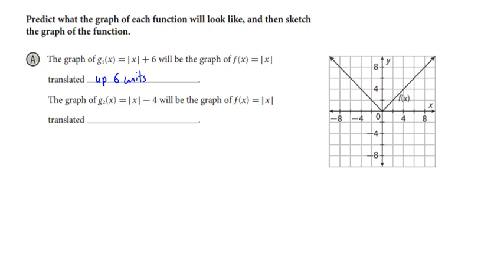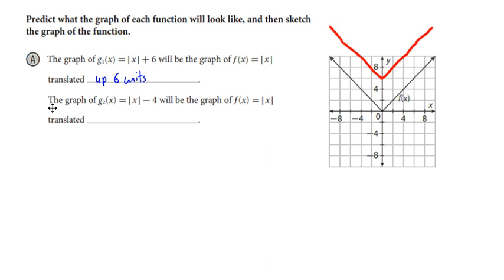So what I'm going to do is something with this SMART Notebook software I have. Go down here and just trace over the parent function. And then what am I going to do? Well, if you've seen me in class, you know I'm going to just lift it up here. And we're going to translate up 6 units. So there it is.